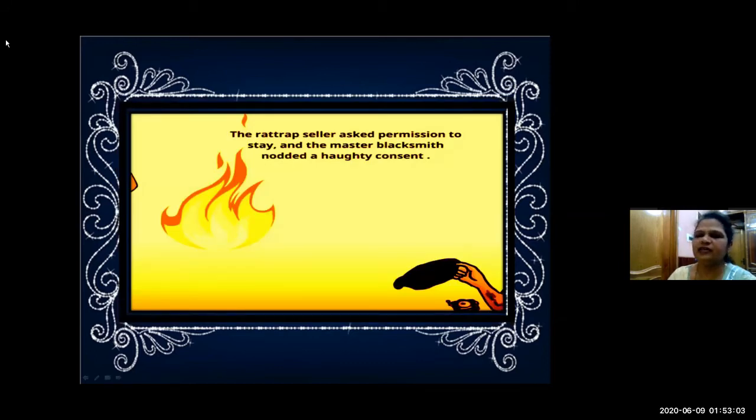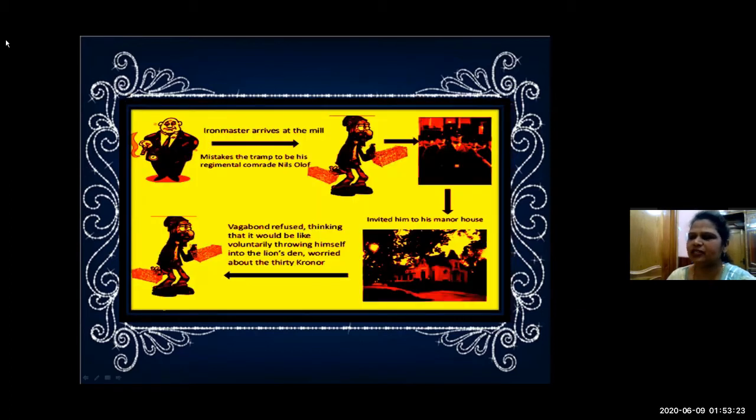The Rattrap seller reached there and he asked permission to stay. The black master smith, without even looking at him, nodded that he could stay there. This was not the first time that someone had come. Every day, so many persons used to come asking for permission. So he gave permission to him too.